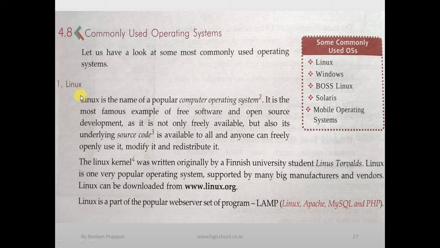First of all we'll start with the Linux operating system. Linux is a very popular computer operating system. And why is it so popular? Because it is freely available over the net. Developers can download it, they can use it, they can even change the operating system. So it is the most famous example of free software.